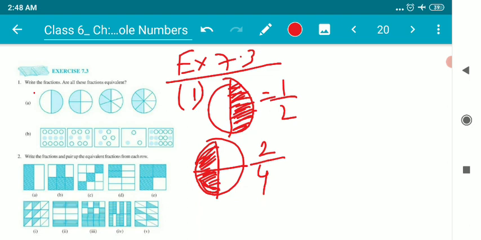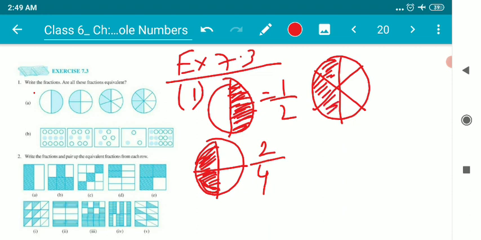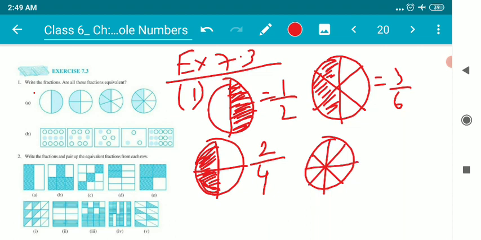Question number 3, the third one, is having how many equal parts? There are 3 and 3, 6 equal parts. So out of 6 equal parts, 3 are shaded, so the fraction is 3 by 6. The last one is, children, there are 8 equal parts. Out of 8 equal parts, 4 parts are shaded. So what is the fraction, children? The fraction is 4 by 8. So I got all the fractions over here.